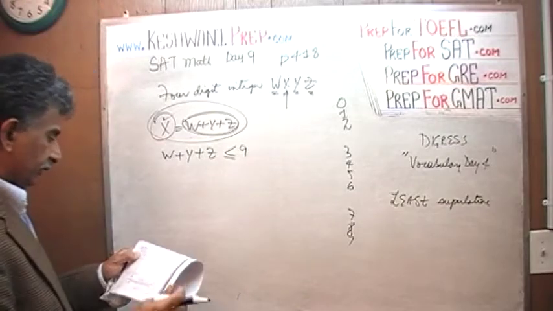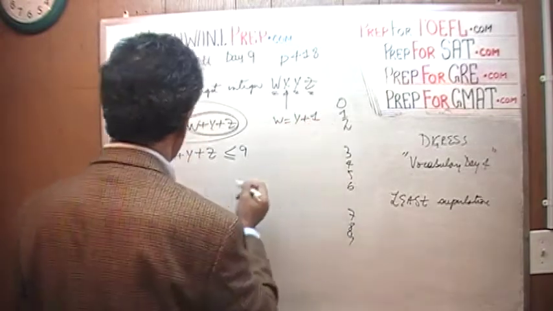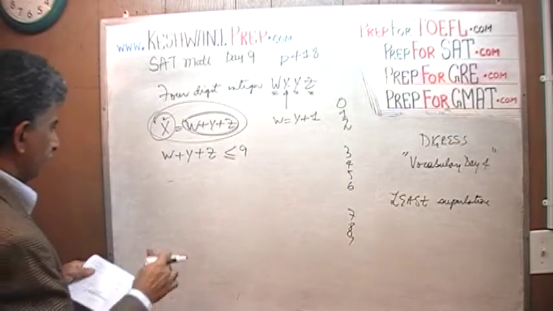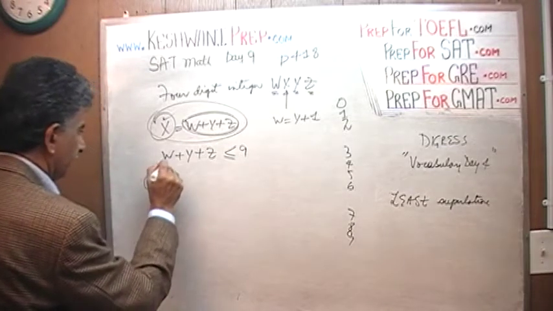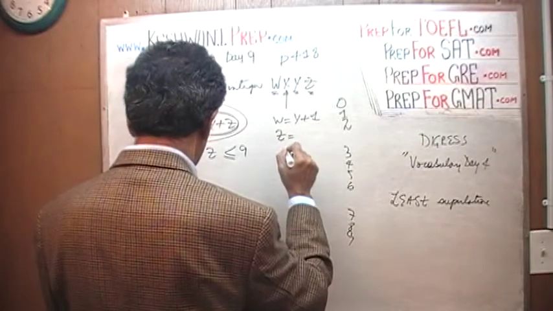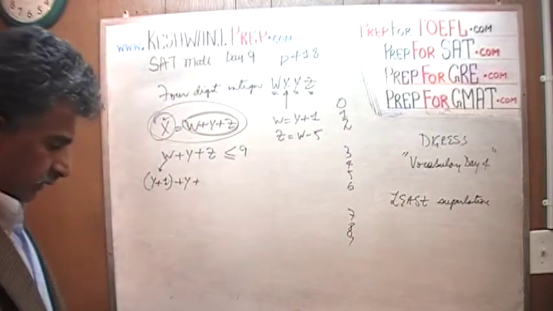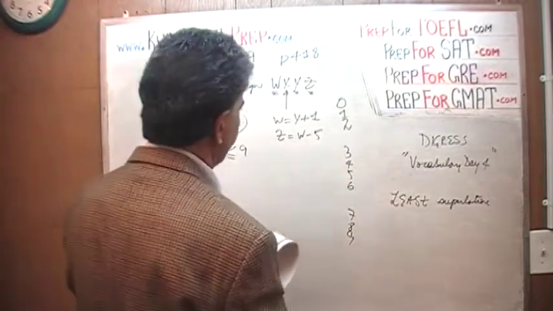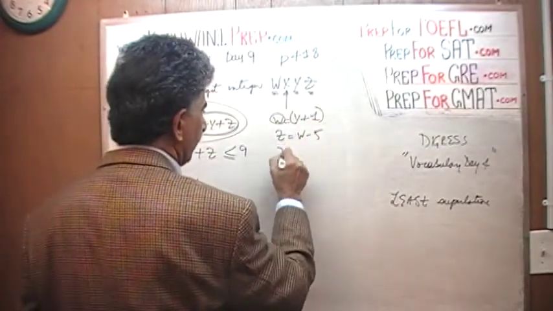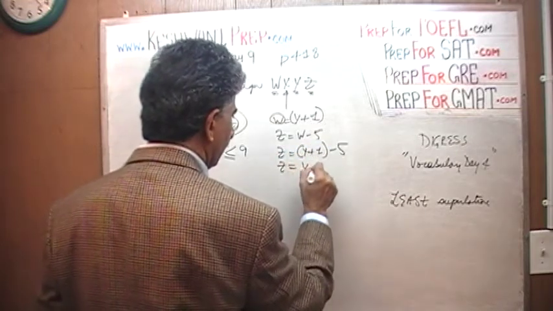What we're going to do now is go on to the second equation, where we are told W equals Y plus 1. Let's put it in here. W equals Y plus 1. Y plus 1 equals W plus Y plus Z. And Z, we are told, equals W minus 5. But we know that W equals Y plus 1. Let's erase this part here. Z equals W minus 5, but W itself equals Y plus 1. So we're going to put it here: Y plus 1 minus 5, which means Z equals Y minus 4.